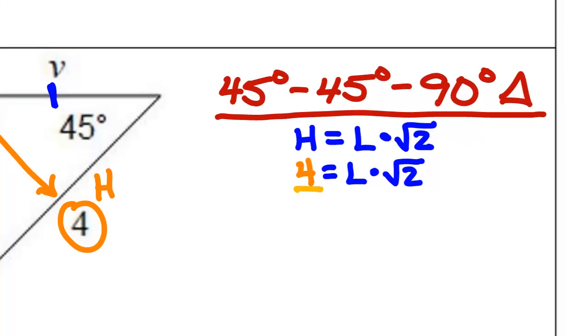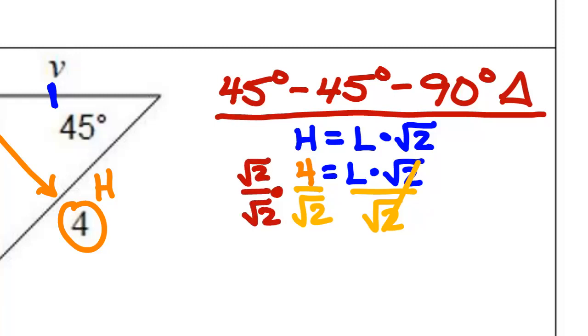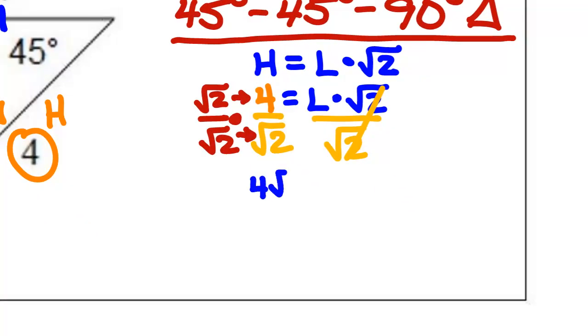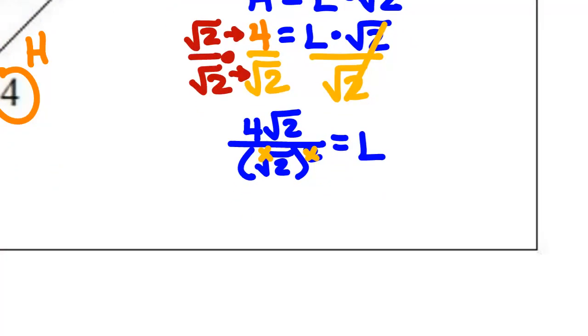I need the L all by itself, so we're going to divide both sides by the square root of 2. That'll cancel it out on the right. On the left, am I allowed to have that radical on the bottom? Nope, we have to rationalize it then. So we multiply top and bottom by square root of 2. So we multiply top to top and bottom to bottom. So I would have 4 square root of 2. Square root of 2 times itself would be square root of 2 squared. Squared and square root cancel each other out. So I have 4 square root of 2 over 2 equals L.